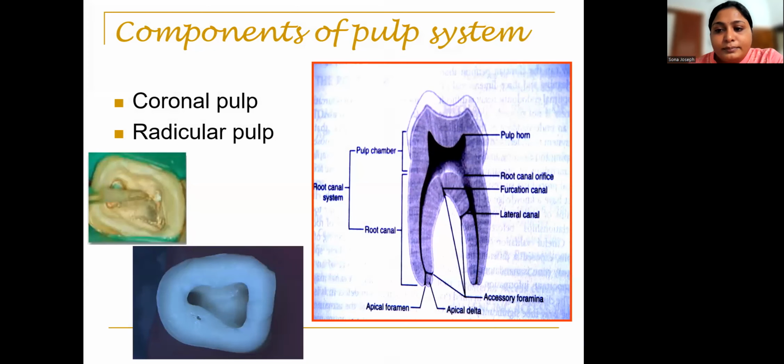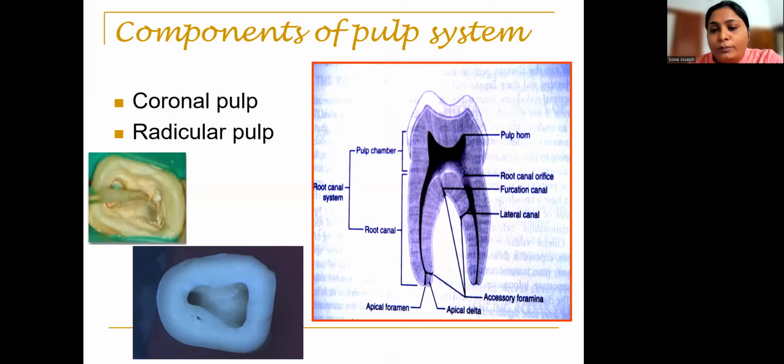Observe the picture on the right-hand side. The whole tooth is divided into crown and root. You can see the enamel, dentin and the pulp. The portion of the pulp inside the crown is called the pulp chamber, and the portion of the pulp present inside the root is known as the root canal.